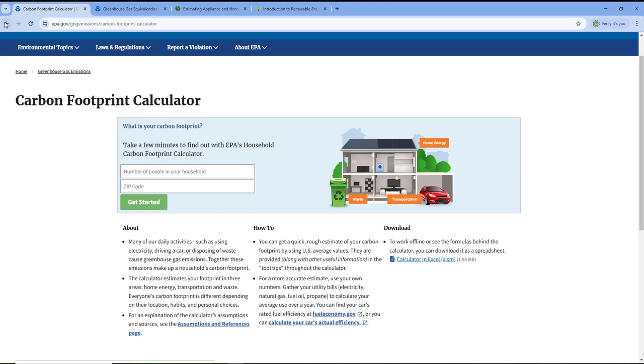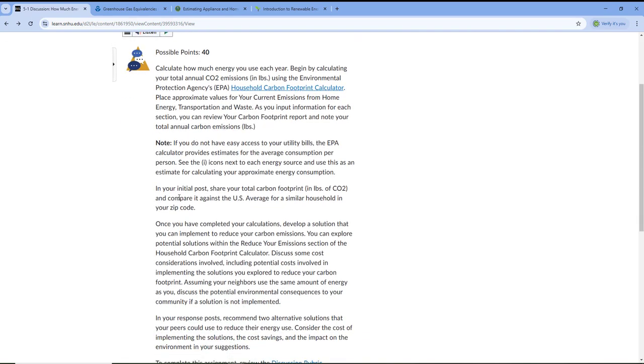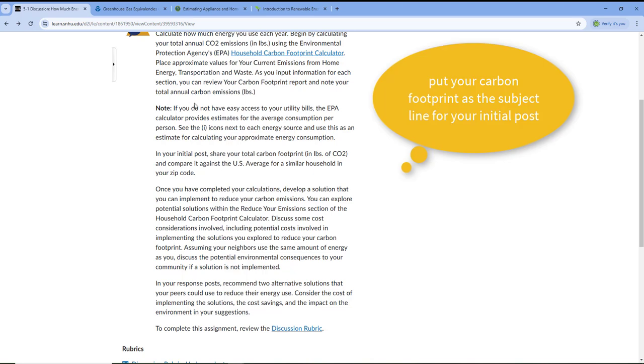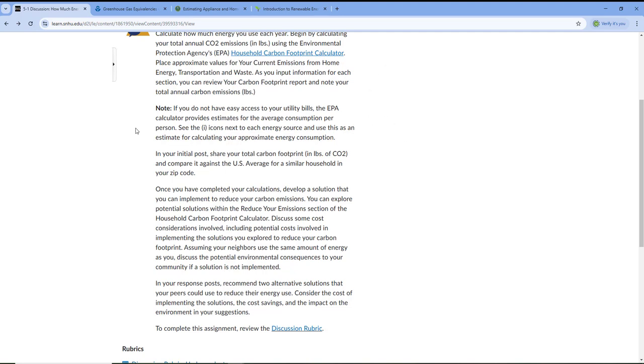As you're going through, there's your home energy section, there's also a transportation section and a waste section. So once you've completed all of those, given your best estimates, you can figure out your carbon footprint. Once you've taken the quiz, you'll get your report, and you'll see what your total annual carbon emissions are. So I'd like you to put that total annual carbon emissions in your subject line for your initial post, so that we can see what your total carbon footprint was in pounds. In your initial post, you're going to share that as well as compare it to the US average for a similar household in your zip code.